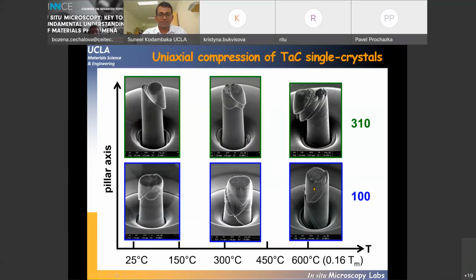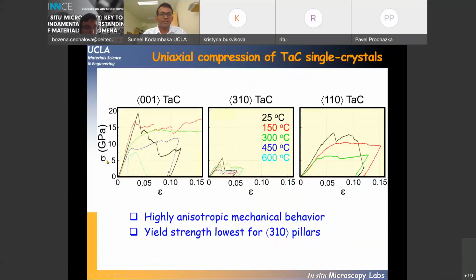And we find a little more interesting aspects when we did compression of differently oriented crystals. In this panel, I'm adding in the data obtained from an arbitrarily cut crystal. So this is a 310 oriented single crystal of tantalum carbide. And we have done it also for 110. And these are the stress strain curves for 3 different crystal orientations at a few different temperatures.